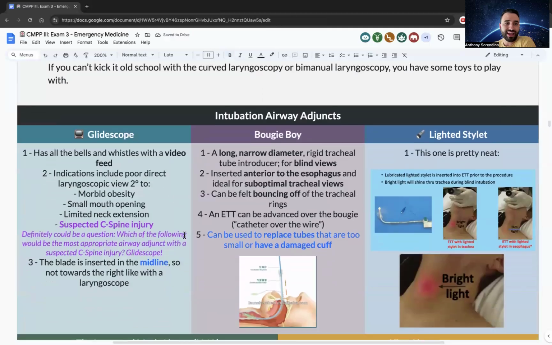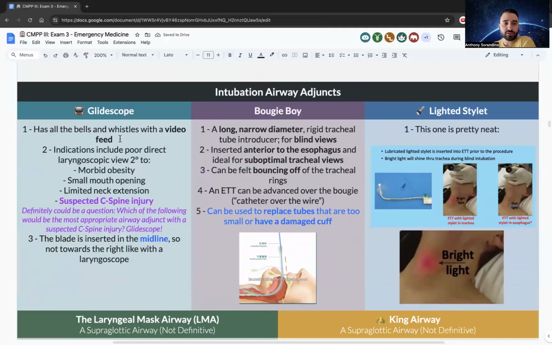All right, then we have these airway adjuncts. You have the GlideScope. That's the one with the video. It's the one you want to use with a suspected C-spine injury, so definitely could be a question there. This is going to be inserted midline. So you just glide over the tongue, I guess.